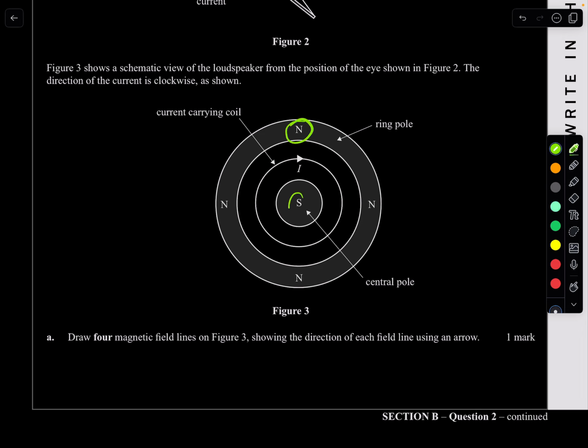Beautiful. Because we know this is the North Pole and the middle is the South Pole, we know that arrows come from the North Pole and go towards the South Pole. So we only need to draw at least 4. So I'm just going to draw 4, north to south here.